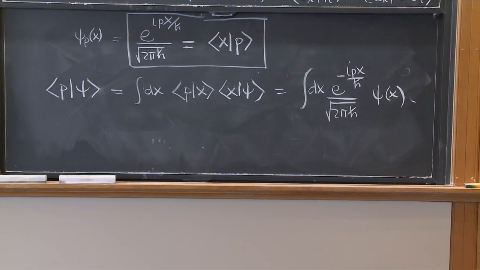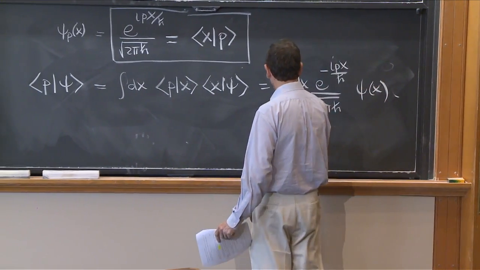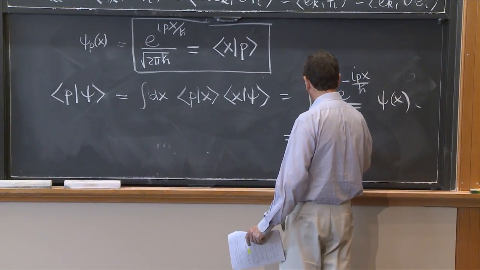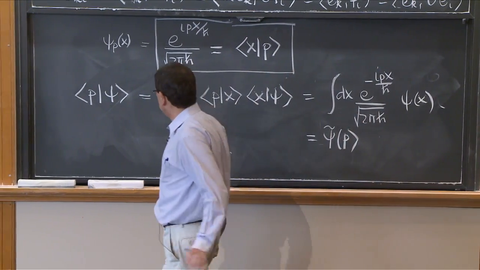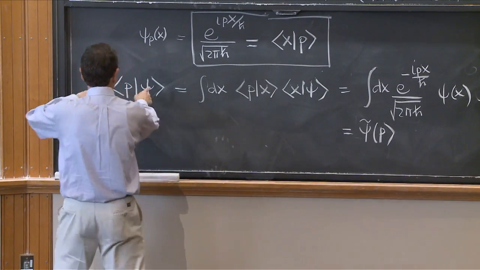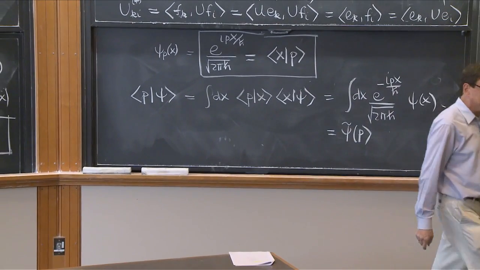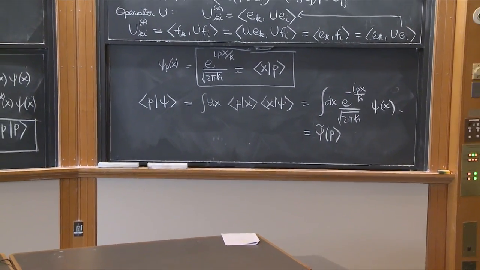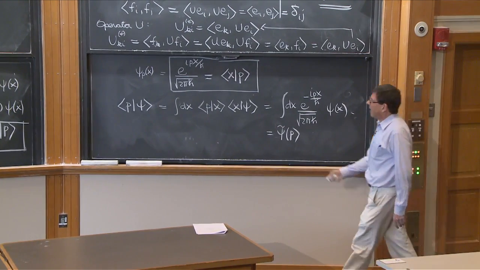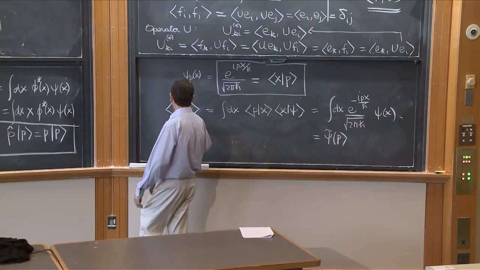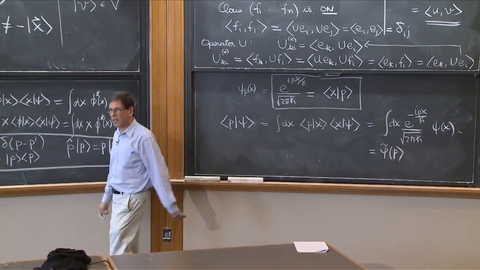And this was the Fourier transform, what we call the Fourier transform of the wave function, so we can call it psi tilde of p. Just to distinguish it, because we call <x|psi> psi of x. So if I didn't put a tilde, you might think it's the same functional form. But it's the momentum space wave function. So here is the wave function in the p basis. It's the Fourier transform of the wave function in the x basis.